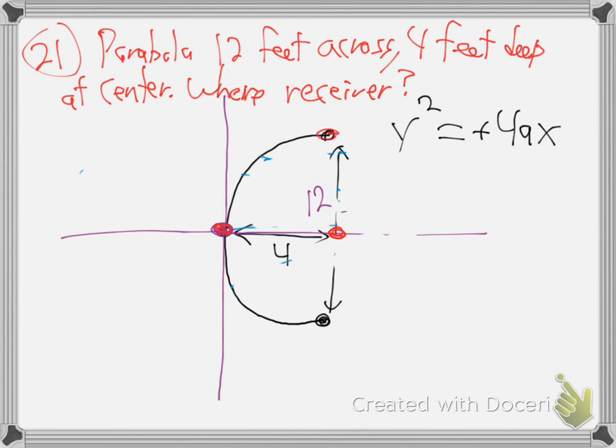But how about this point? That one's on the parabola. That one's got to make the equation true. What are its coordinates? 4, 6, huh? Does everybody see that? Because coordinates are always from the origin. Over 4, up 6. Because 12 is all the way up and down, isn't it? So that's over 4, up 6. I don't need the negative 6 one.